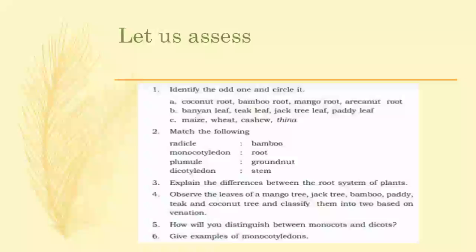Explain the differences between the root systems of plants. Observe the leaves of a mango tree, jack tree, bamboo, paddy, teak and coconut tree and classify them into two based on venation. How will you distinguish between monocots and dicots? Give examples of monocotyledonous plants.